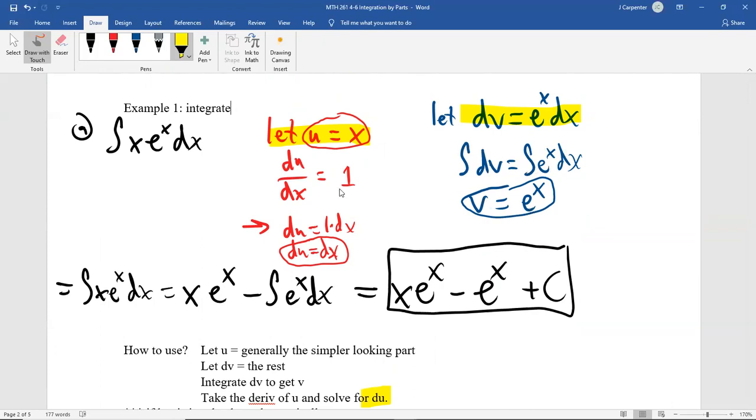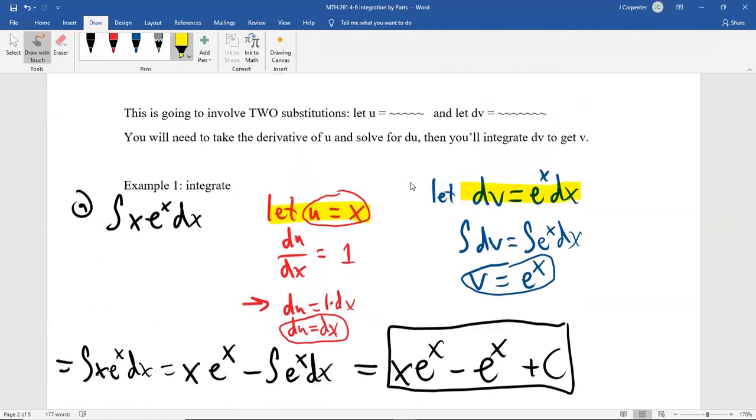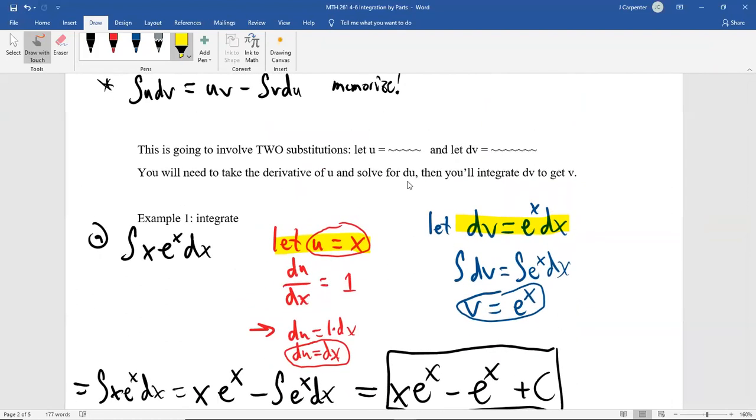So now we have everything we need in the formula, uv minus integral v du. Here x is the u, so I'll write it. So here is the u, which was right there. The e to the x is the v. Then minus the integral, so that's part of the formula, minus integral.